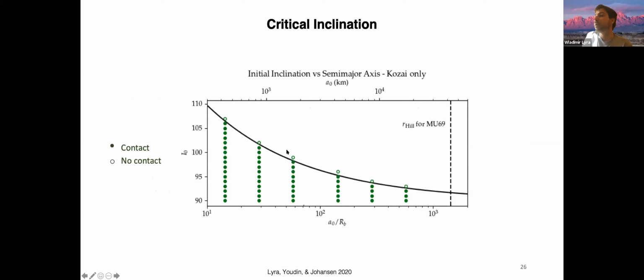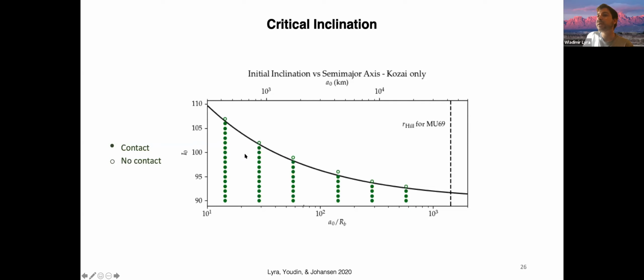So let me explain this plot. On the x-axis is the distance, the semi-major axis of the binary, in units of RB, which is the sum of their radii. On the top is that converted to kilometers for the case of MU69. The Hill radius of MU69 is of the order of about 40,000 kilometers, 2,000 times their mutual radii.